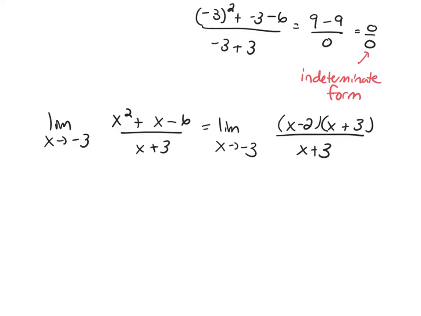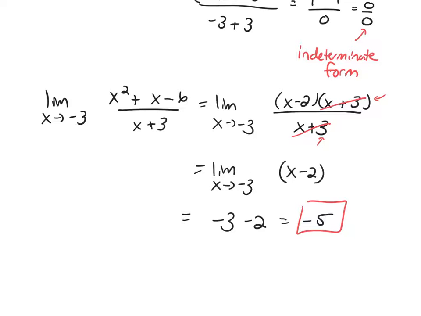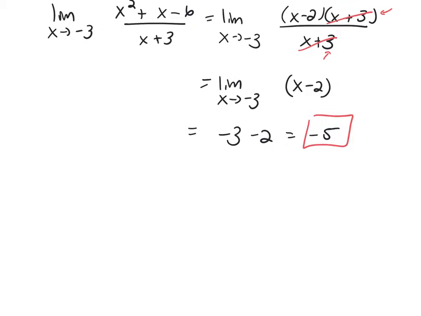So if you notice, you have an x plus 3 in both the numerator and denominator, so you can cancel those away. And now you're looking at the limit as x goes to -3 of x minus 2. Now you can plug in -3 in place of x, and you'll get -5. So there's my answer. So remember, the key thing is if you get 0 over 0, you can't determine the limit, so you've got to do something else.